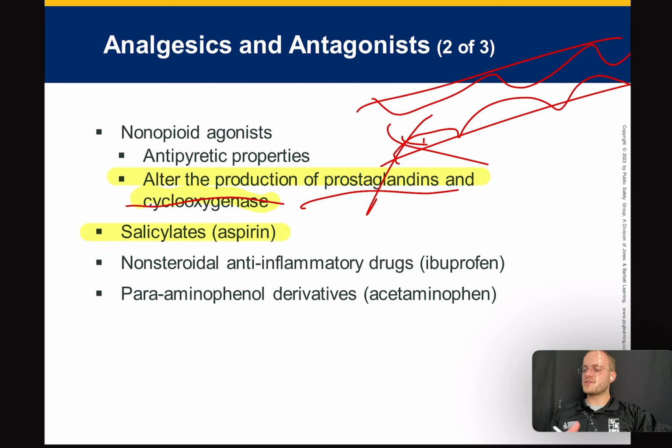We carry this on ambulances. EMT basics give it. You'll know a lot about this before this course ends. NSAIDs like ibuprofen, naproxen, meloxicam, and then paraminophenol derivatives, so acetaminophen, this is Tylenol.